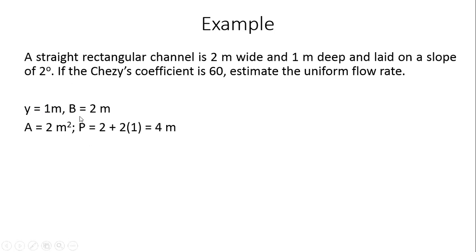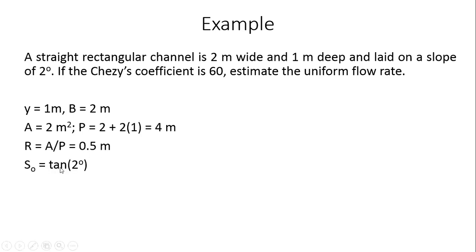The wetted perimeter P is 2, which is the bottom width, plus 2 times the height of the flow in the channel, right? Because it's a rectangular channel, the wetted perimeter is the length of the two sides of the rectangle plus the bottom of the rectangle. The top surface is exposed to the atmosphere, so that doesn't count in the wetted perimeter. So it's 2 plus 2 times 1, so that's 4 meters. So I know A and P, I can simply find out R. R is A by P, so that is 0.5 meters.